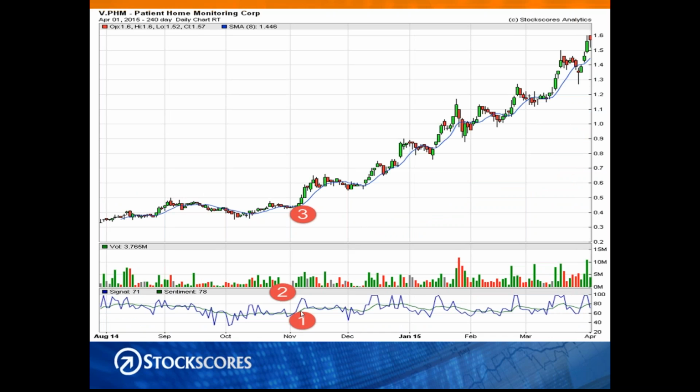If we use this example, we had our sentiment line above 60, that's point number 1. We had the signal line above 80, that's point number 2. And then finally we had a break from a predictive chart pattern, that was point number 3. And that started that stock on a market-beating trend where the stock moved from 50, 60 cents to over $1.50.